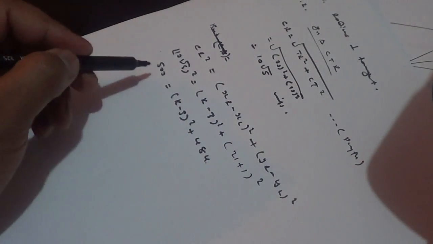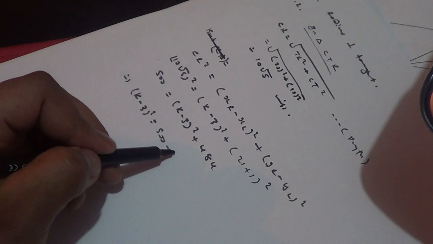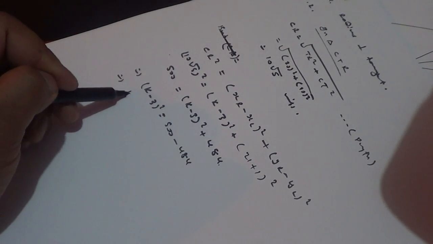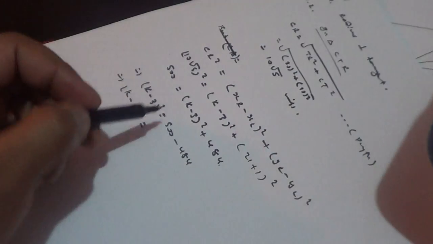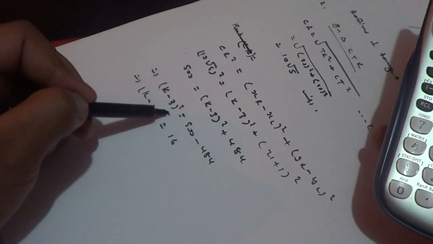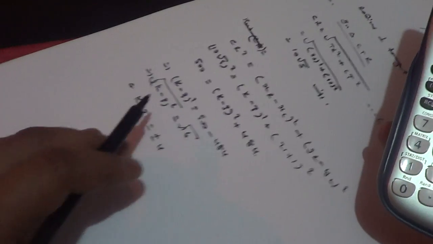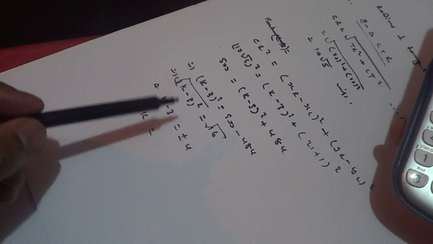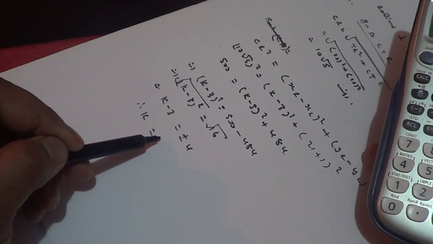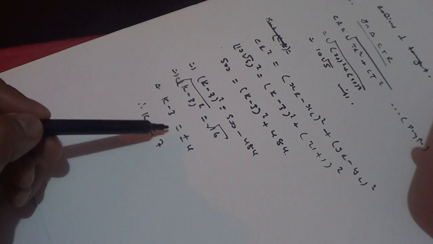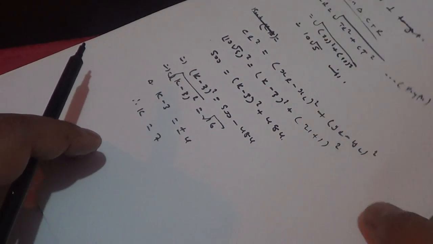which is 484, okay? This implies that (k minus 3) squared is going to be 500 minus 484, which is 16. Then of course you take the square root. It implies that k minus 3 is equal to plus or minus 4. Therefore, k is going to be, of course, we take the positive value. So when x is 4, you transpose that, it becomes 7. Because the other one is minus 4 plus 3, which is minus 1. Minus 1 takes us to the fourth quadrant, but they said it's in the first quadrant. So that is it.